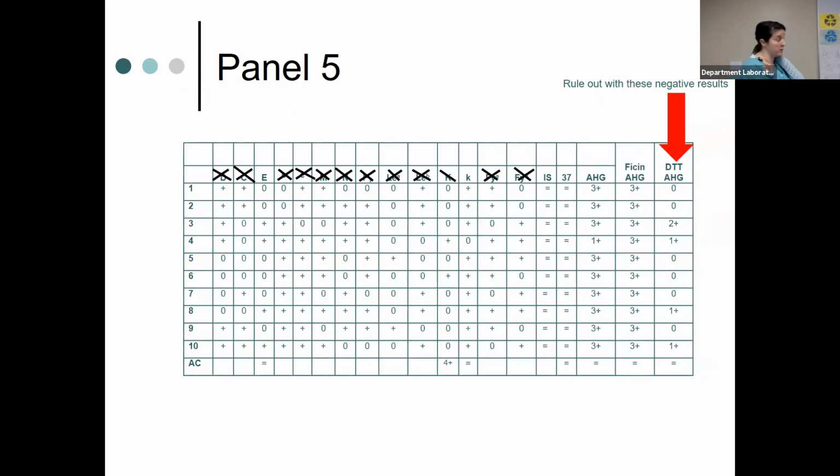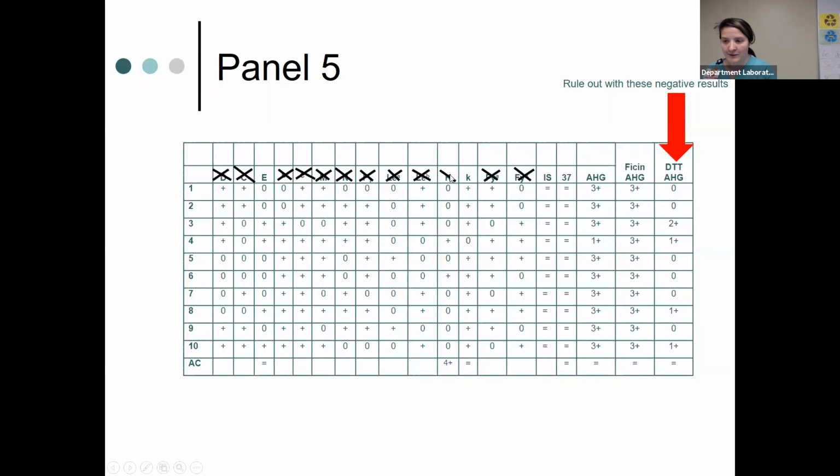Kell is actually half crossed off. Because cell number 6, he's heterozygous right there, with a negative reaction here. Wouldn't Kell be deactivated anyway? Oh, you're right.